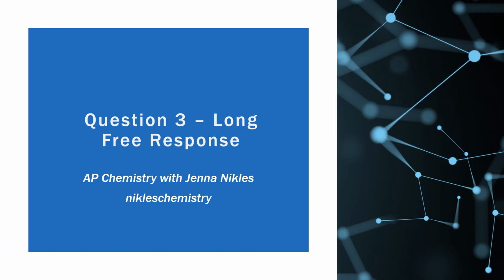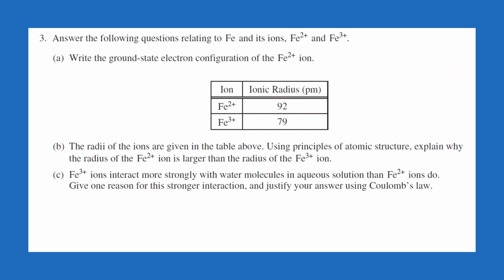So now let's look at question 3. This is the last of the long free response questions. Okay, so we're looking at iron and 2 of its ions. Write the ground state electron configuration of the iron 2+ ion. So for this, we know that iron normally has 26 electrons, to cancel out its 26 protons. So then the iron 2+ ion will have 24 electrons.